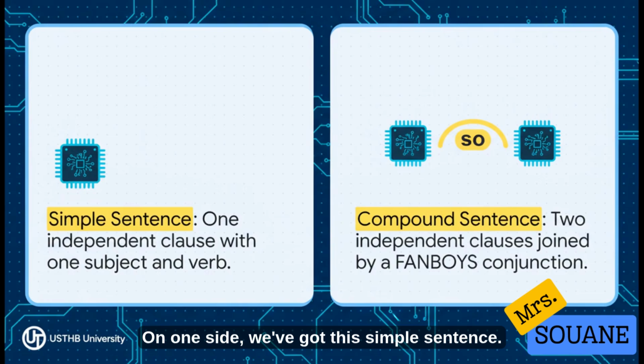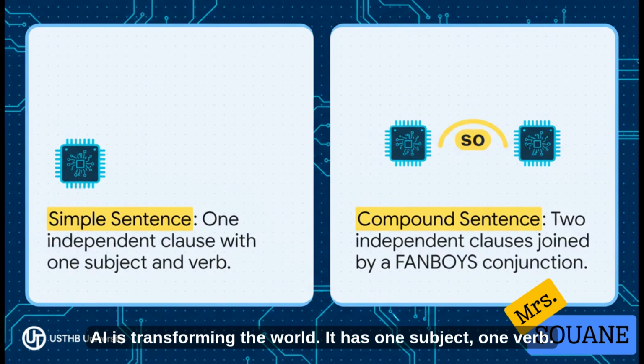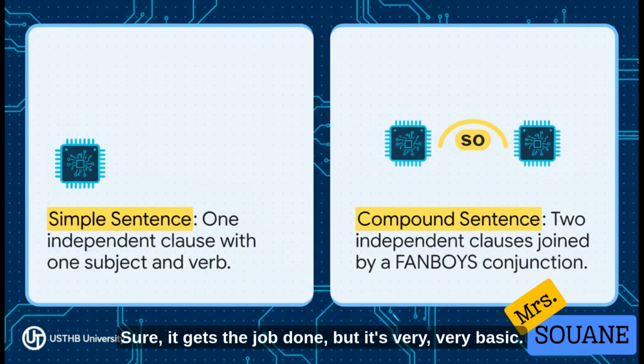On one side, we've got this simple sentence. AI is transforming the world. It has one subject, one verb. It's just one independent clause. Sure, it gets the job done, but it's very, very basic.